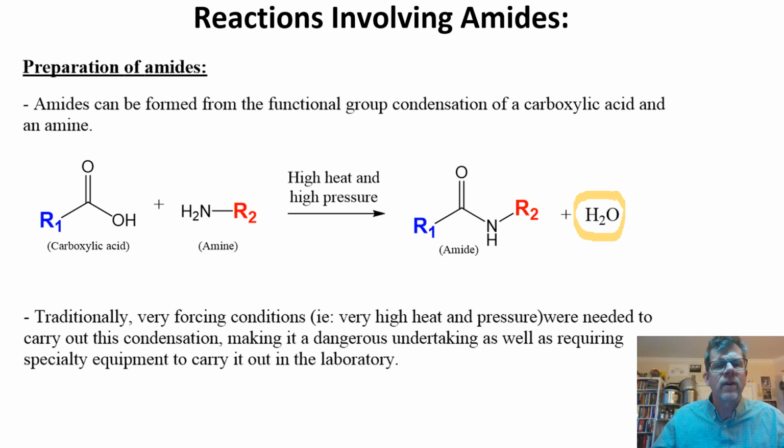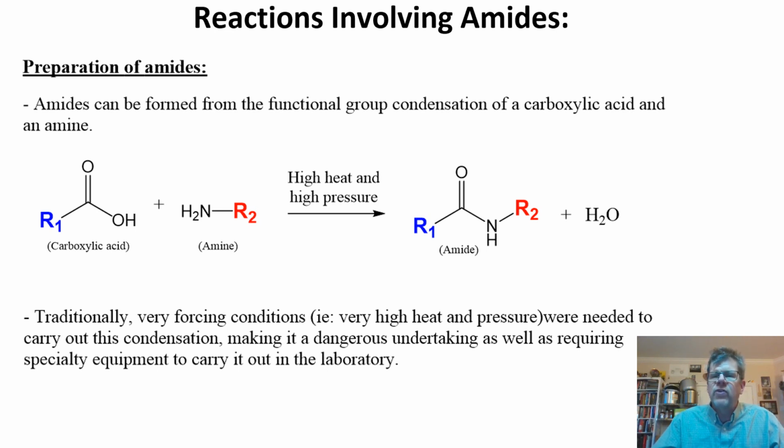Well, look over on the left, we take one of the hydrogens from our amine and OH from the carboxylic acid, and everything else we connect together into that amide form. But again, high heat and high pressure will give you an amide from a carboxylic acid and an amine, but that's dangerous. It can require specialized equipment you may not have in the laboratory.